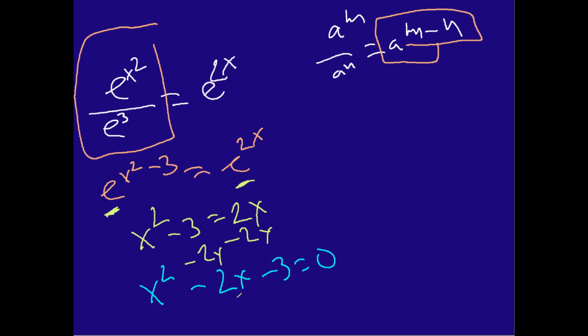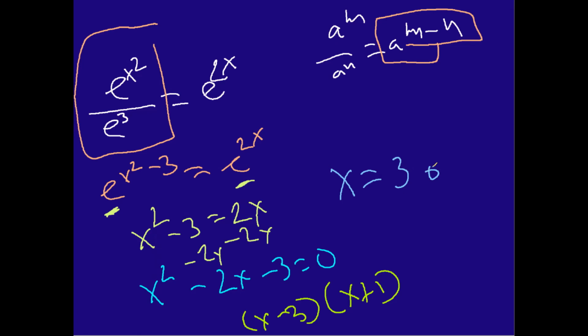And just some basic factoring. I'm looking for two numbers that multiply to negative 3 and add to negative 2. Just to give you a shortcut, I have x minus 3 and x plus 1, because minus 3 plus 1 gives me minus 2, and minus 3 times 1 gives me negative 3. So we end up with two answers: x can equal 3 or negative 1. You can check that for yourself if you desire.